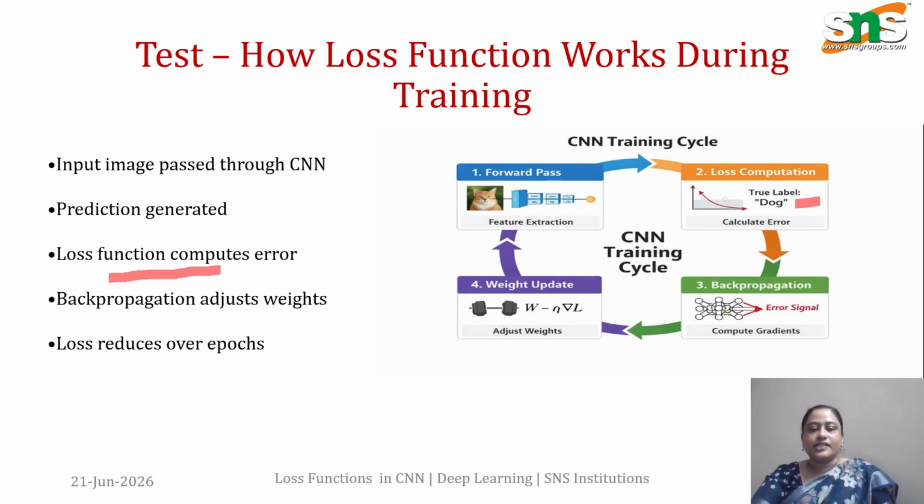The next step in the training is computing the gradients. Backpropagation is used to compute the gradients and adjust the different weights. This is repeated over a number of epochs. As we all know, an epoch is one pass where the input is given and the output is checked. The loss will be reduced after many epochs. For example, we can set the epochs to be 20. This is how the loss function works during training.